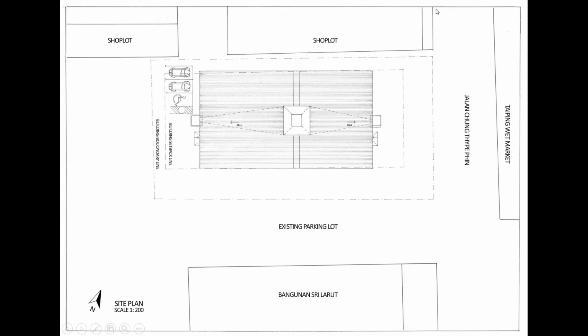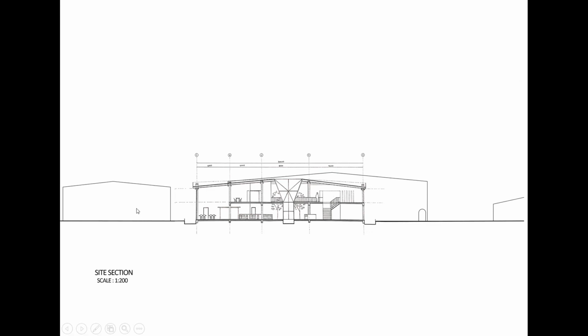As I was saying just now, there are three main circulations where people will actually come and walk in. It is from this shop lot here, coming in from here, and the Tanjung wet market coming in from here, and this Koperasi Bangunan Sri Laut coming in from here. So these are the main three entrances. This is the side section, this is the market, and behind it will be the shop lots.